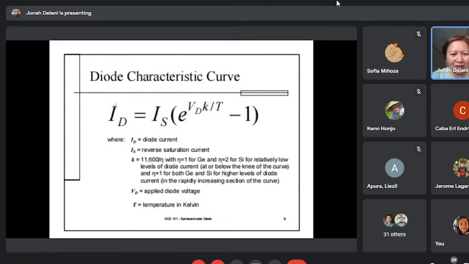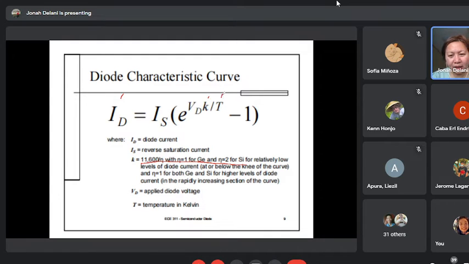So the diode has this equation. The current through the diode, I, is equal to I of S times e to the power of V of D over K T. V of D is the voltage across the diode. K is a constant that depends on the type of semiconductor that we use: 11,600 over 1 for germanium, 2 for silicon.